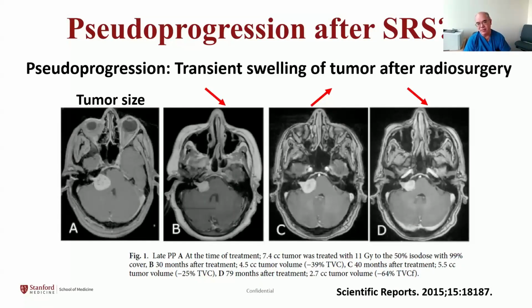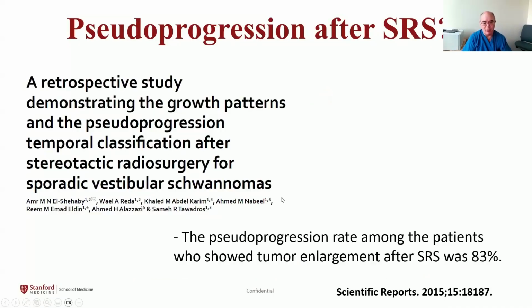And if you don't understand this issue, you can falsely think the tumor is growing again. And then if you thought the tumor was growing again, maybe you would take that patient to the operating room or do another course of radiation. And in reality, you didn't need to do that. So understanding pseudoprogression is really important.